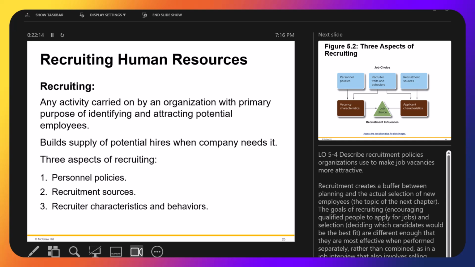Go to agencies or people or organizations. And then you've got to look at your personnel policies, your recruitment sources, and recruitment characteristics and behaviors. These are the things that help when you have recruiters who are aware of that. They also understand what type of people I should be recruiting. And here's the most important thing: what type of people you should not be recruiting. That's really important.